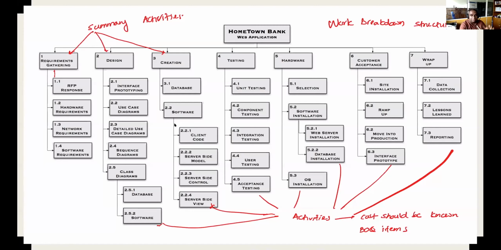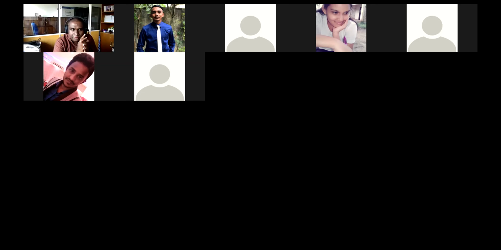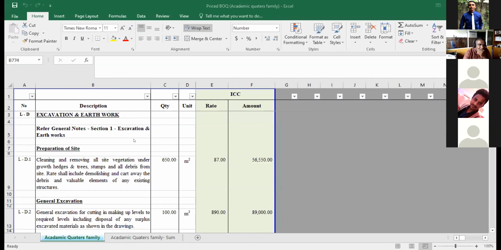So for your project, I expect you to prepare this work breakdown structure now. If you have the BOQ, just take it and prepare it in a structure like this. Which is what we need, right? For later, we are going to develop the MS Project file and the time plans and cost plans and everything. Can somebody share BOQ?